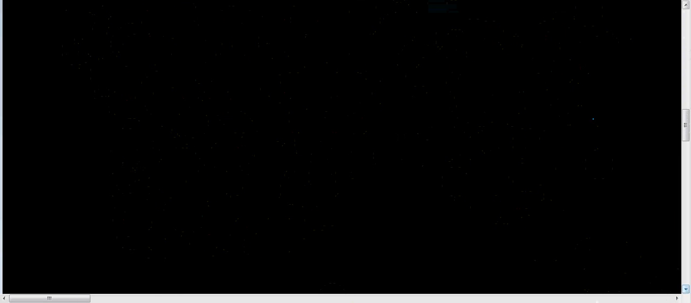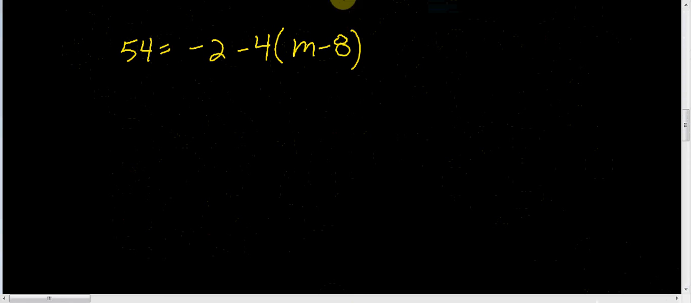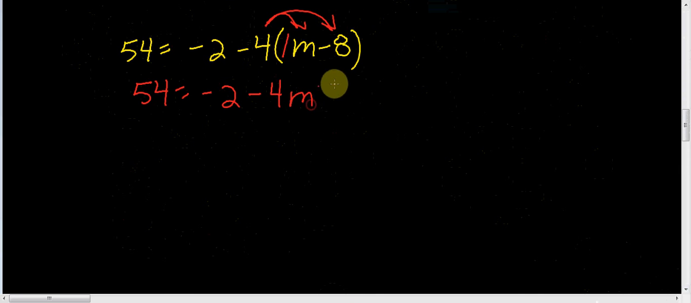Let's see. We will say that we have 54, and it's going to be equal to negative 2 minus 4 times the quantity m minus 8. Alright, I see parentheses, so I distribute. The left side didn't change. Equal sign is an equal sign, negative 2. Alright, distributing, remember there's a 1 in front of that m, so that is negative 4 times 1, which is negative 4. Slap an m with it because of the m. A negative times a negative is a positive, and that is 32.